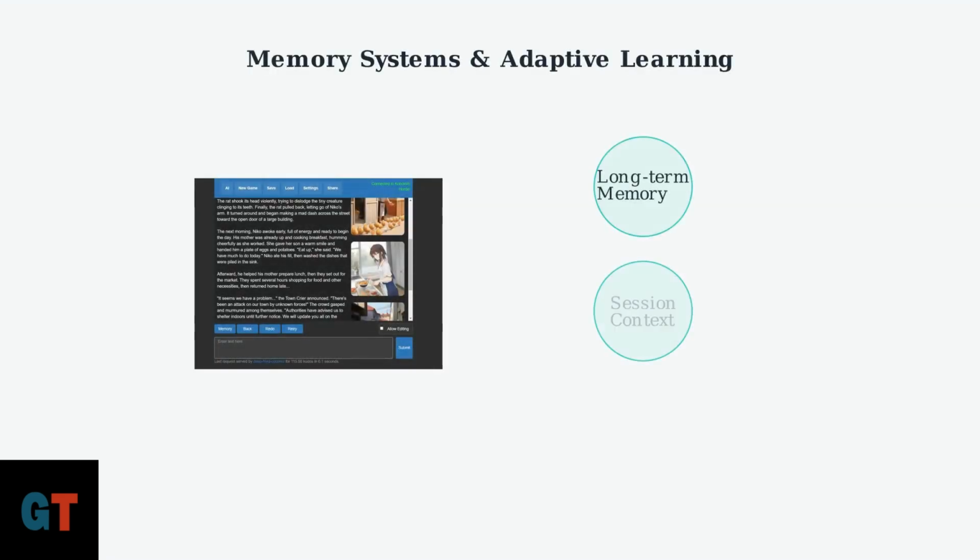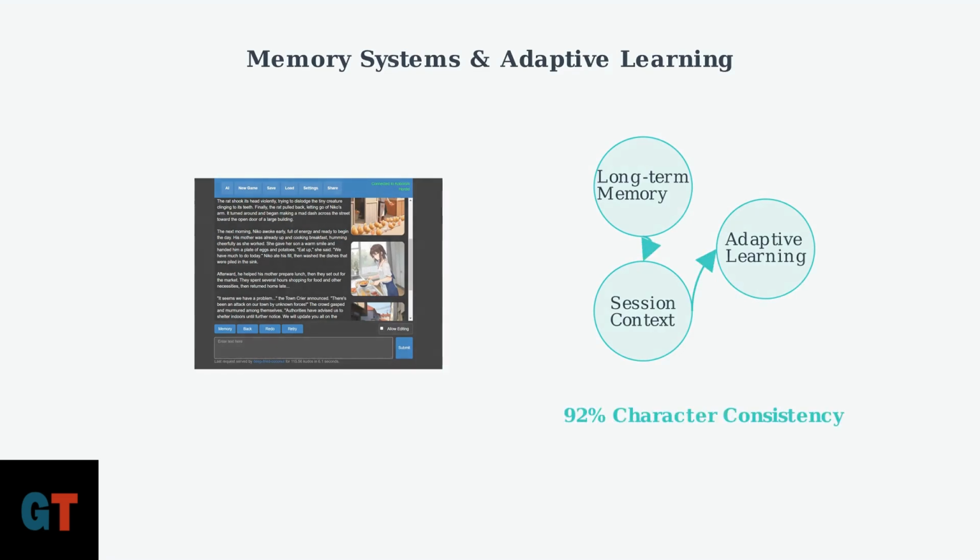security. Advanced character AI implementations include sophisticated memory systems that allow characters to remember past conversations and adapt their behavior based on user interactions. This creates more engaging and personalized experiences.